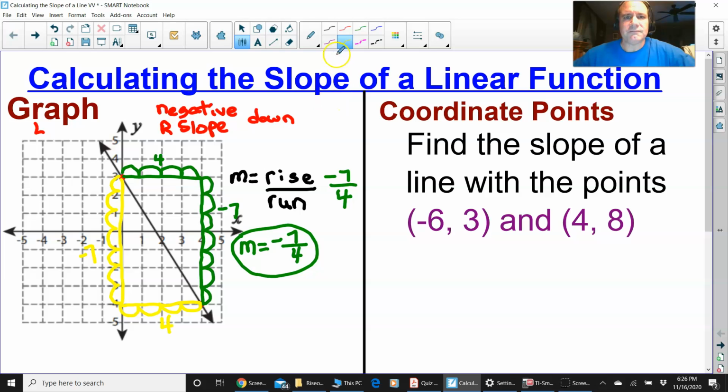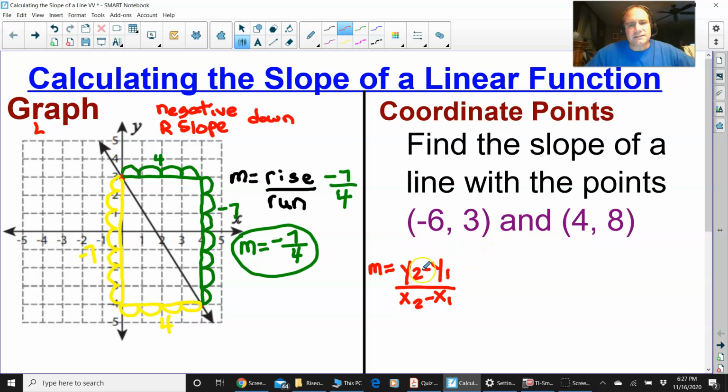Let's go over to the right-hand side now. Instead of giving you a graphed line, they could give you 2 points, and they could ask you to find the slope of a line with these 2 points on it. Well, no problem. But instead of having a graph, you have these 2 points. We're going to use a different equation. The slope formula for a line that is not graphed, that you're given just 2 points, is m equals y2 minus y1 over x2 minus x1.